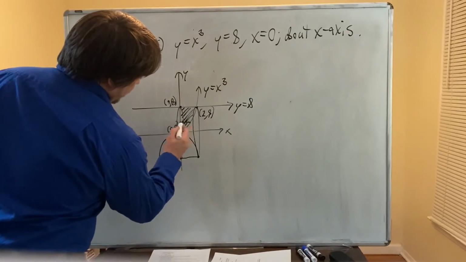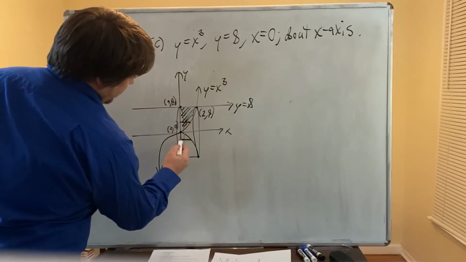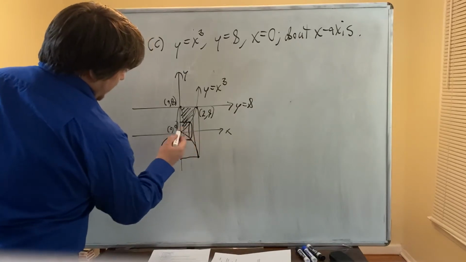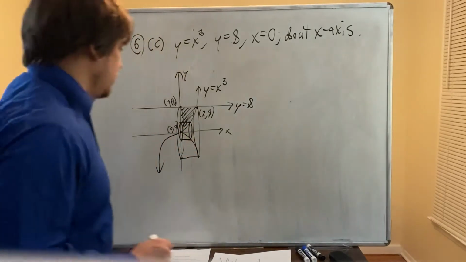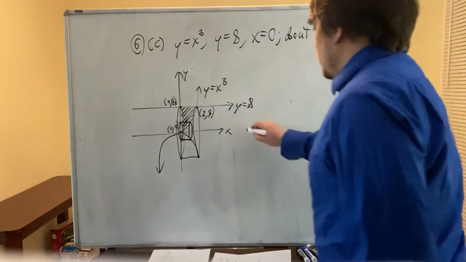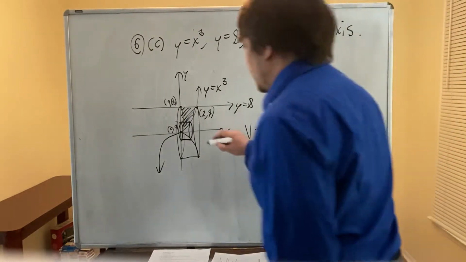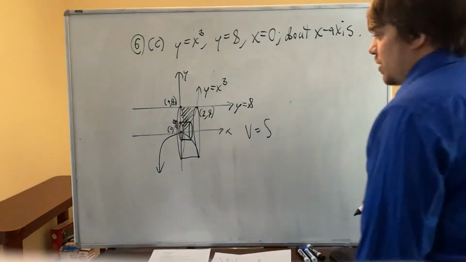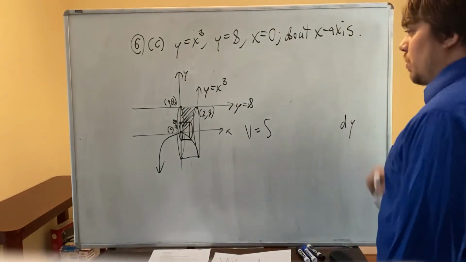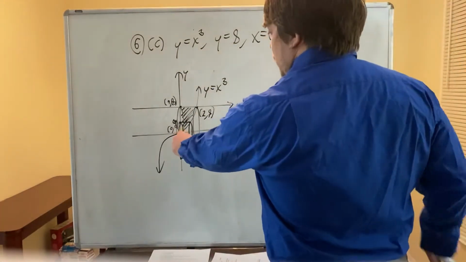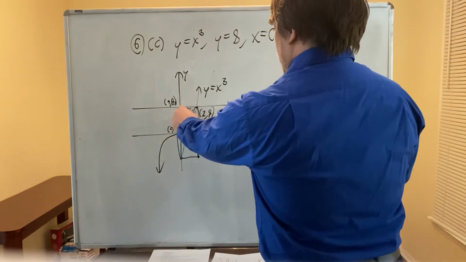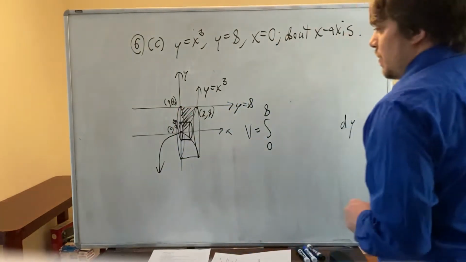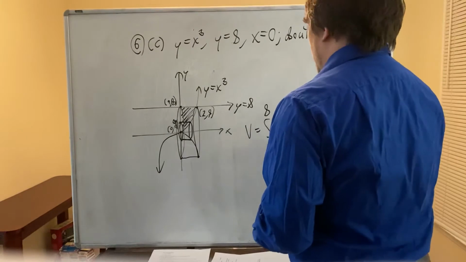Using cylindrical shells, we take a vertical line there and we rotate that vertical line. We get this cylindrical shell in the picture. So the volume is going to equal the integral. The thickness of the cylindrical shell is a change in y values, and so that means we're going to integrate with respect to y. The smallest y value of the shaded region is 0, and the largest y value in the shaded region is 8. And so it's going to be 2 pi times the radius.